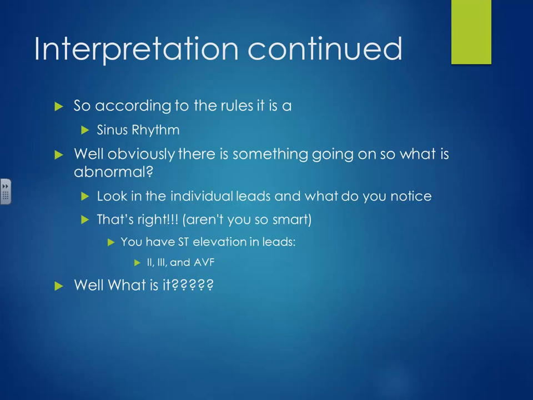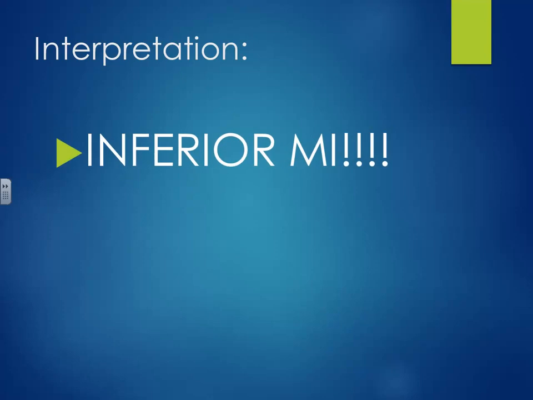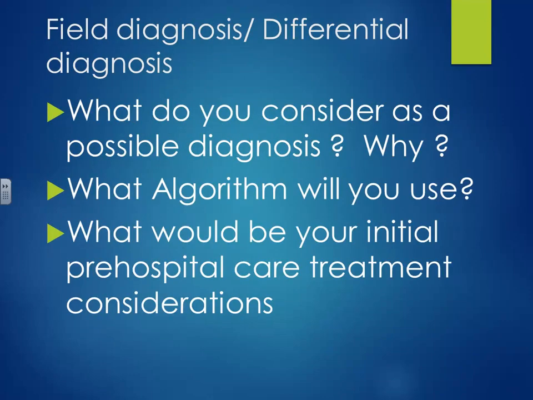All right? So you've got ST elevation in concurrent leads that are looking at the same area. You all remember this one? Inferior MI, because it's the easiest to look at. So what do you consider as a possible diagnosis? All right, but more than that, just STEMI, right?